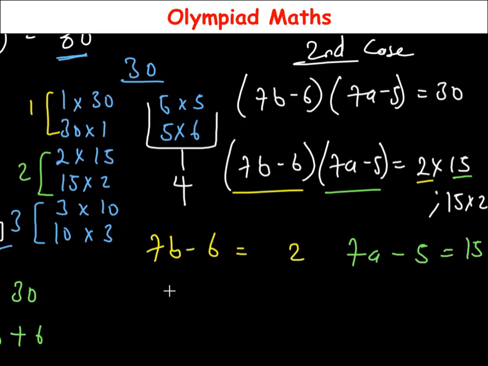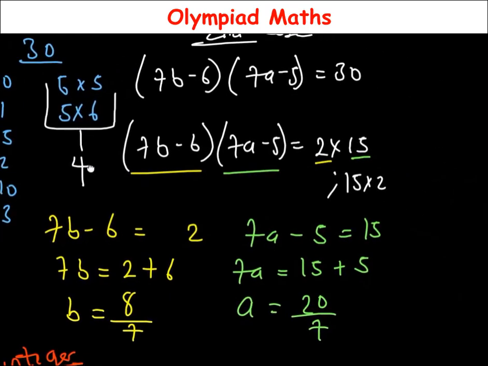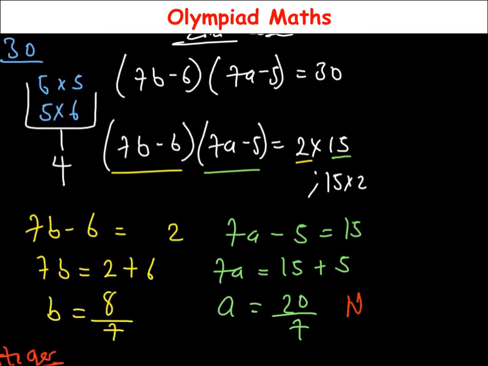So from here, 7b is equal to 2 plus 6, so that b is equal to 8 over 7. And from here, 7a is equal to 15 plus 5, and a is equal to 20 over 7. Now we cannot get any integer from here, so there will be no integer solution from this pair of a and b. Now let's also look at the other one, which is 15 times 2.